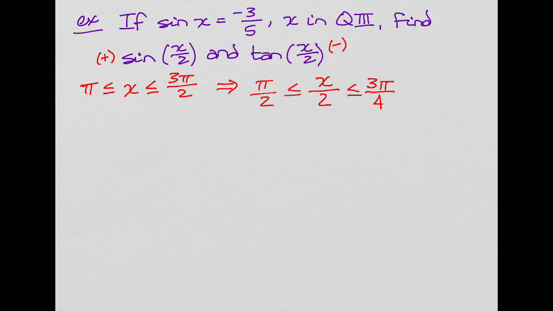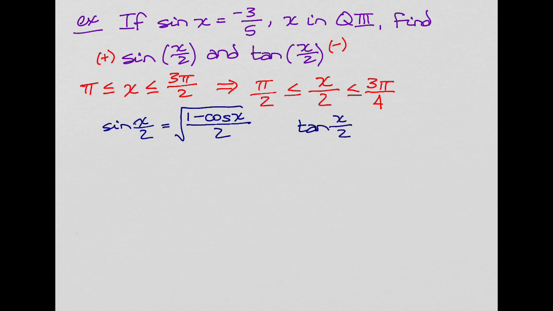So the identity for sine of x over 2 looks like this. I know it's going to be the positive version, square root of (1 minus cosine x) over 2. And for the tangent, essentially it's the sine over the cosine. I'm going to want the negative: the square root of (1 minus cosine x) over (1 plus cosine x).